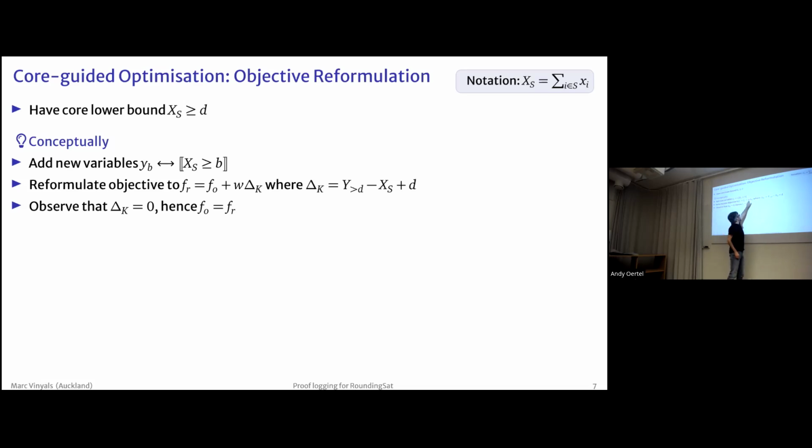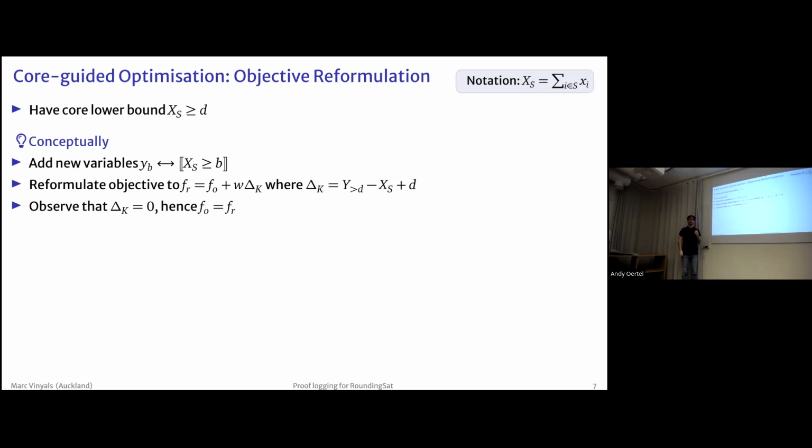We often multiply the core by some weight to make sure that at least one variable cancels. So usually what we're going to do is take these variables in the core, look at the one that has the smallest coefficient, then multiply the core by that coefficient so that one variable cancels. And hopefully more than that. Great. Yeah, so that's the conceptual idea.